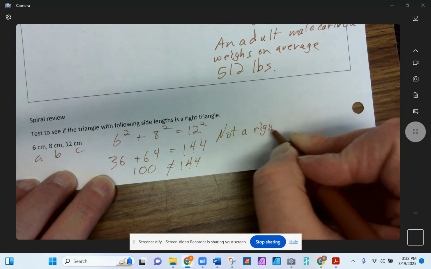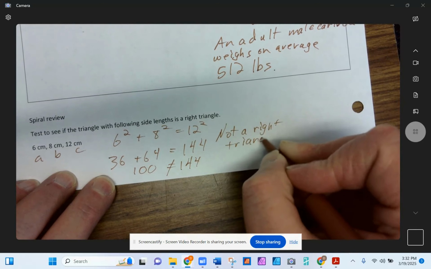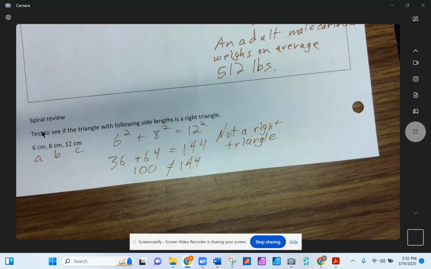Look at that, oh my gosh. So much fun. Math is great, isn't it? Okay, there you go.